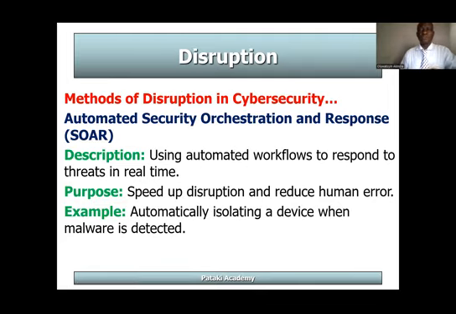Automated security orchestration and response. This is another disruption method in cybersecurity. What does it mean? This means using automated workflows to respond to threats in real time. The purpose of this is to speed up disruption and reduce human error. Example: automatically isolating a device when malware is detected.